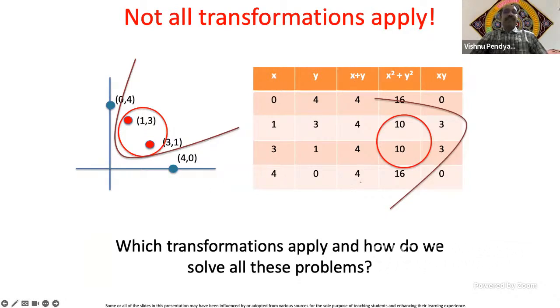See, x plus y does not work; you sum up x and y, you get 4, 4, 4. You sum up x squared plus y squared, and they become 10 and 10, so you can easily separate them out. xy also separates them out. But what does it tell you? It tells you that some functions work and some functions do not work.